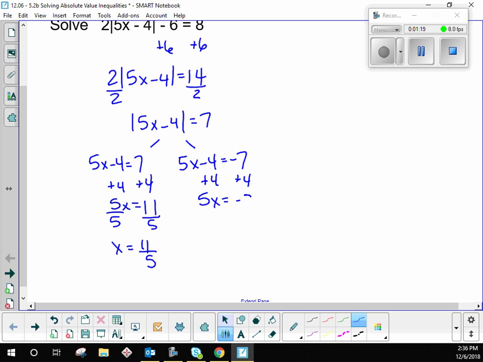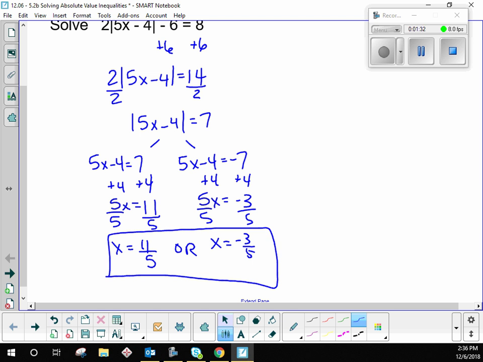Terrifying. Divide by 5. Another fraction? So x can equal 11/5 or -3/5. One or the other, not both at the same time. Raise your hand if you got that right, either on paper or in your brain. In your brain? Okay.